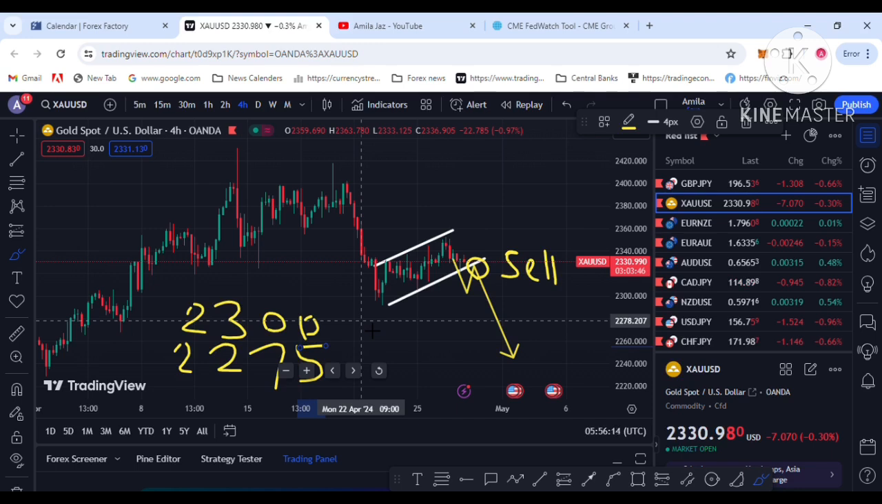Also, risk management is the key, money management is the key for gold trading. So take the trade with smaller time frame confirmations.